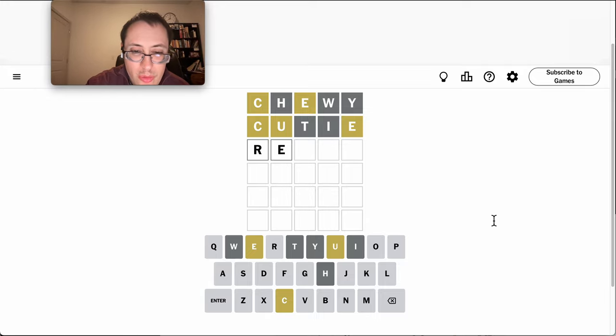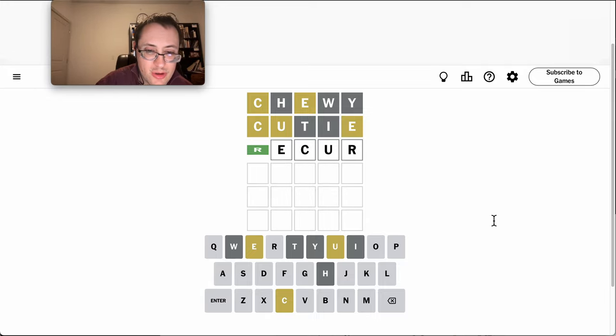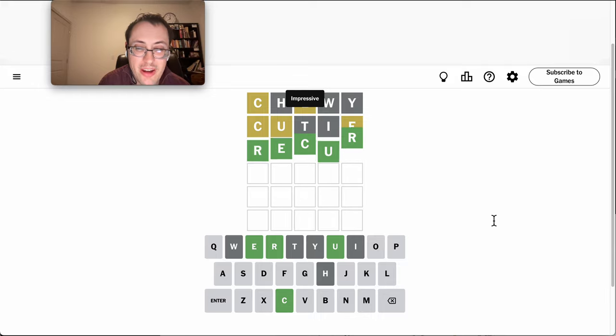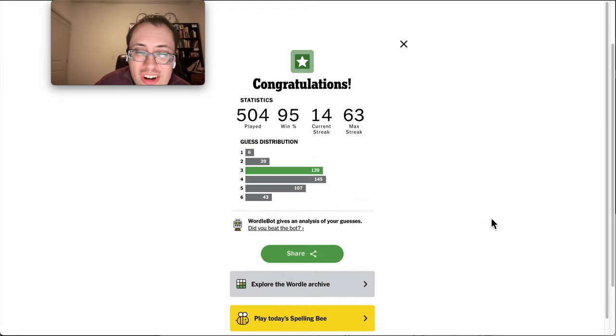This might be one of those weird repeats. Recur would work, and that happens to be right. I'll take it. I've had six ones, and my threes and fours are almost identical.